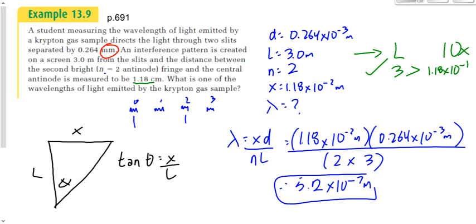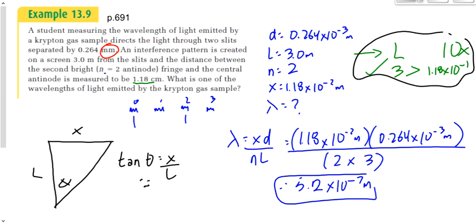Okay. By using this little trick right here, this little rule of thumb, we avoid having to do this most times. The only time we have to do this is if L is not greater than 10 times x. If it's not, find the angle and then use the other equation.